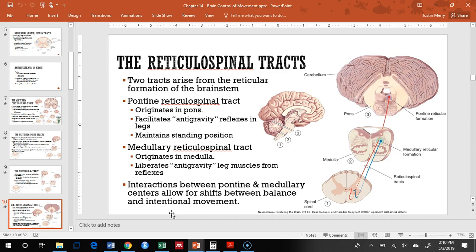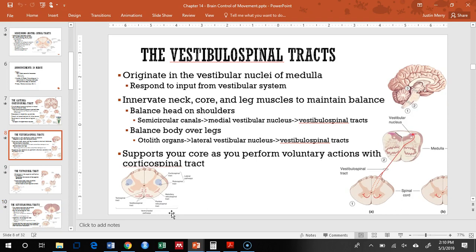And maintain balance. The same is true of the vestibulospinal tracts, which are helping me to maintain balance in a bit of a different fashion. This is based on the signals that my vestibular system is receiving, and then correcting limb motions and neck and core muscles to help maintain balance based on that vestibular input. So that's the idea.